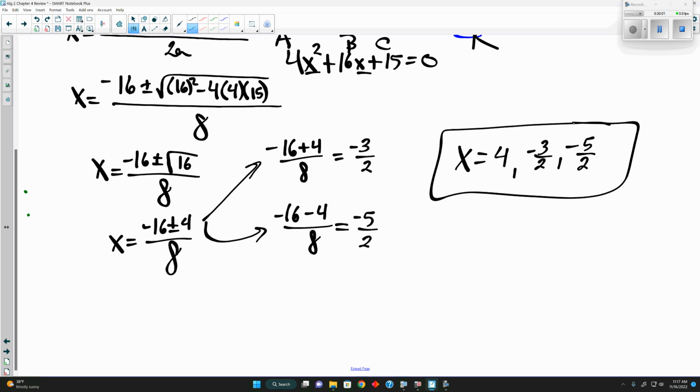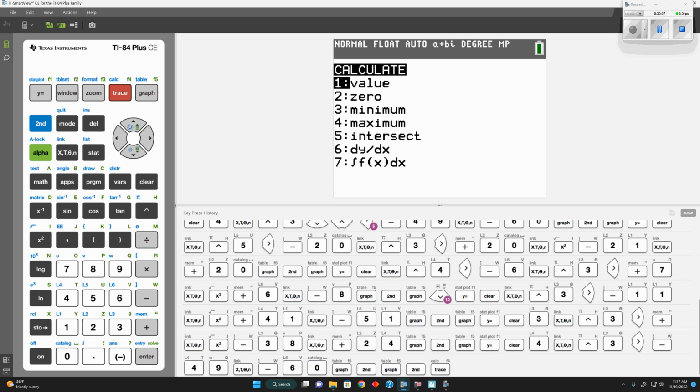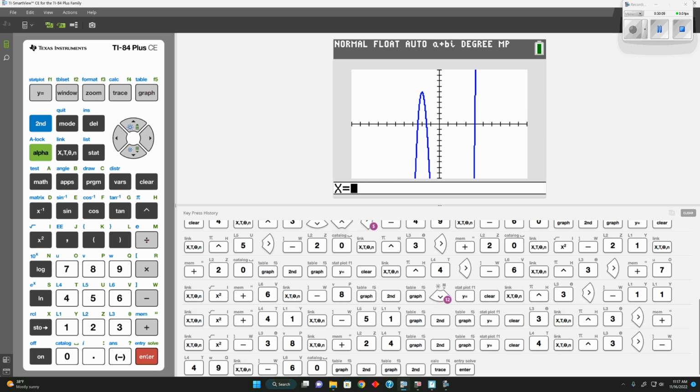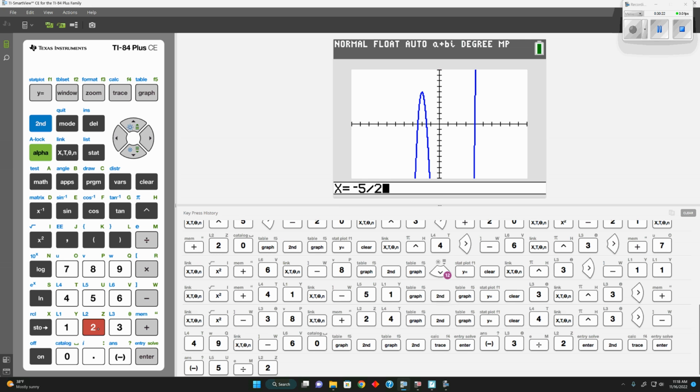Now, if we wanted to check these values in the graphing calculator, we can. Because if you remember, second trace, the first one we have is value. So negative 3 divided by 2. The calculator tells us that the y value is, indeed, 0. I can go second trace value, negative 5 divided by 2. And it again tells us that the y value is 0, which is what we wanted. Any questions over any of this here?